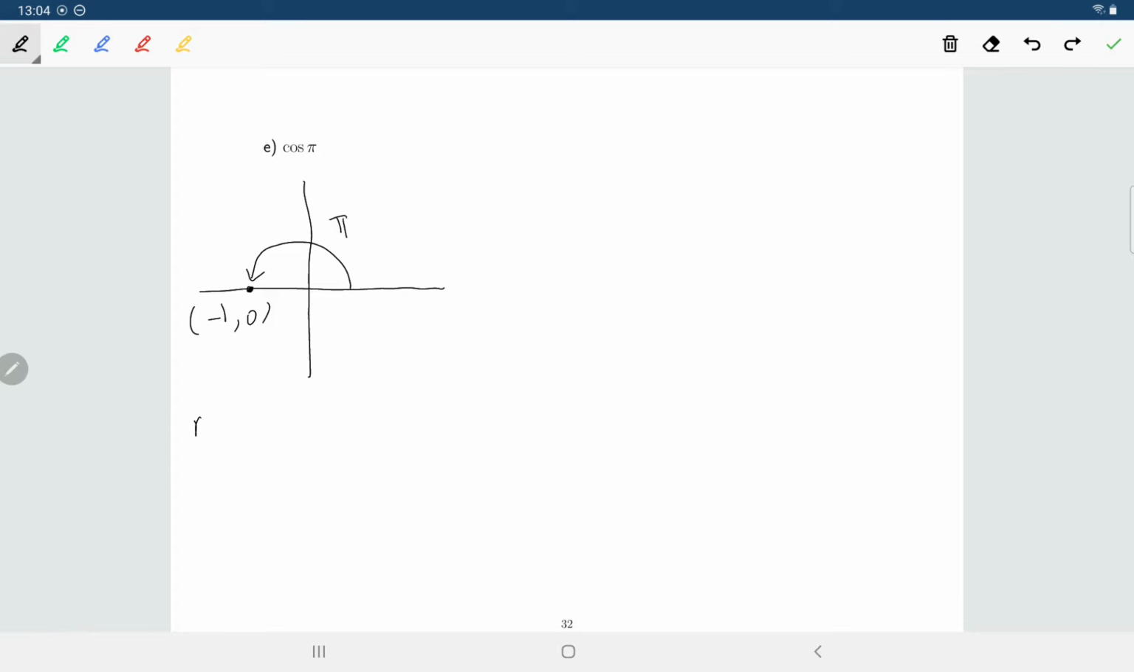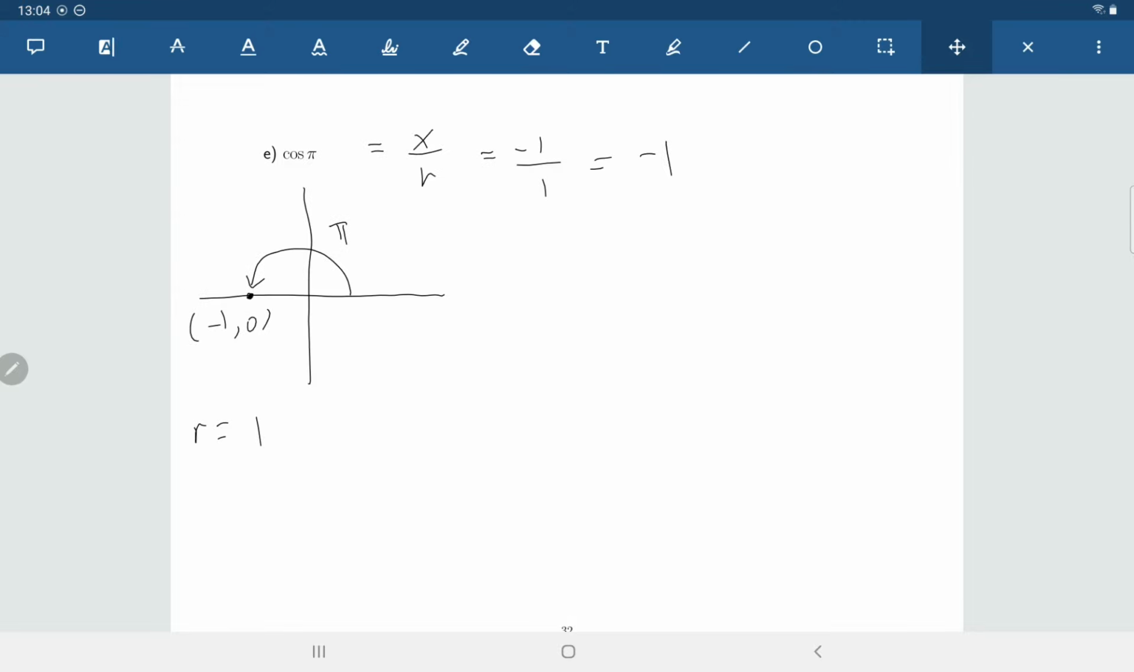And again, we can find that the value of r should be 1. We're 1 unit away from the origin, or you can use the formula. And we're ready to go because cosine of pi should be the x-coordinate over r. The x-coordinate is -1 and r is 1. So cosine of pi is -1.